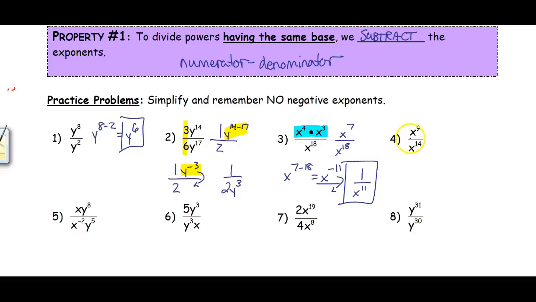Number four, same base. So we're going to subtract our exponents. You get x to the negative fifth power. You can't have that, so that has to move to the bottom. So you get 1 over x to the fifth. Notice every time we have ended up with a negative exponent, we put it in the denominator.